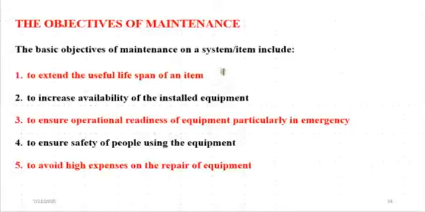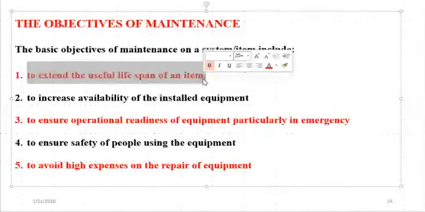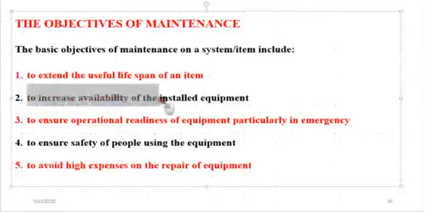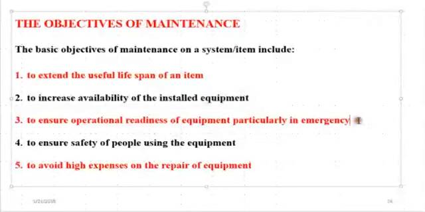What are the objectives of carrying out maintenance on any system? The objectives are, number one, to extend the useful life of the item. Yes, of course. Anything that you keep healthy, there is every tendency it will last longer. So by maintenance, we are prolonging the life of the device. Number two is increasing its availability, of course. Whenever you maintain something, you are making it ready to be used. Therefore, it is available.